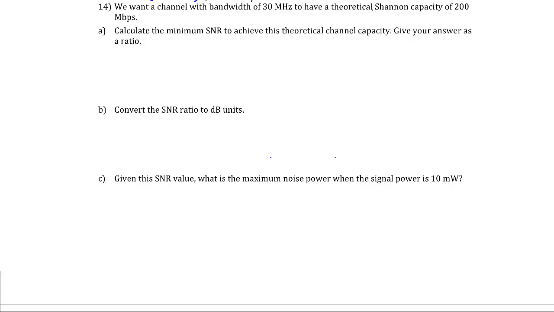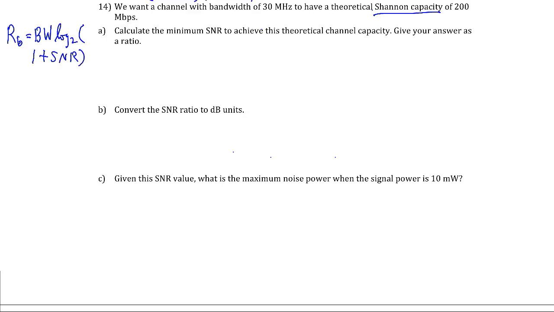Okay, here's an example problem on channel capacity. We're talking about Shannon capacity here. The first thing I'm going to do is write down the Shannon equation. It says that the maximum bit rate is equal to bandwidth times the log base 2 of 1 plus the SNR, where SNR is given as a ratio.